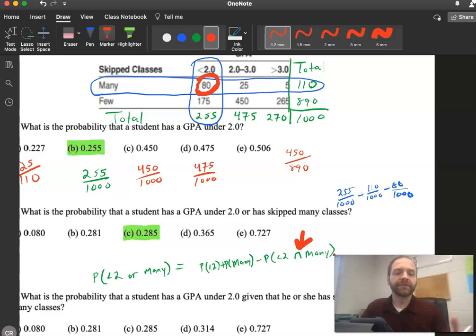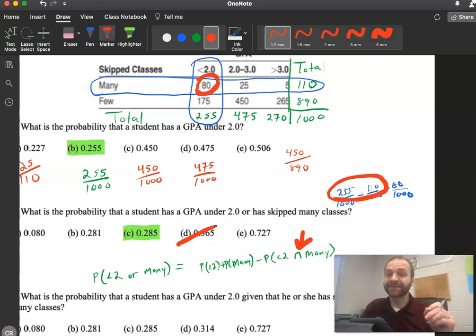Choice B, we'll skip it. Choice C, 0.365. That did not subtract. If I take these numbers, 255 plus 110, I get 365, divided by 1,000 is 0.365. So this one did not subtract the overlapping.